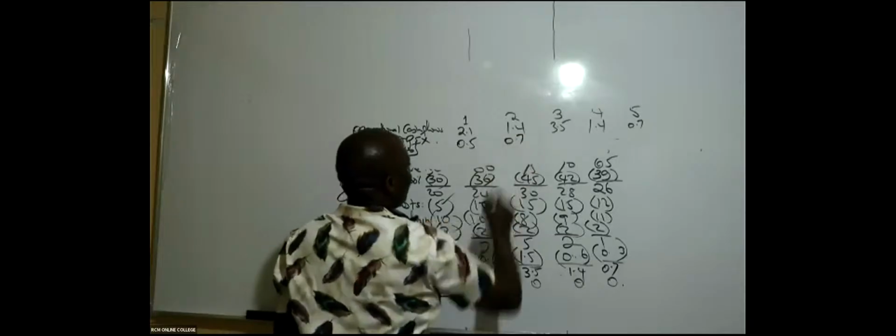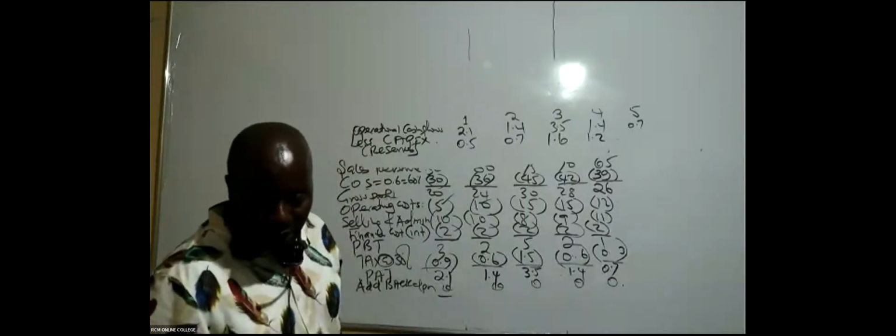So we have here 0.5, 0.7. Then we have 1.6, 1.2. And lastly, we have 0.2. So these reserves retain the earnings from our operational cash flows.